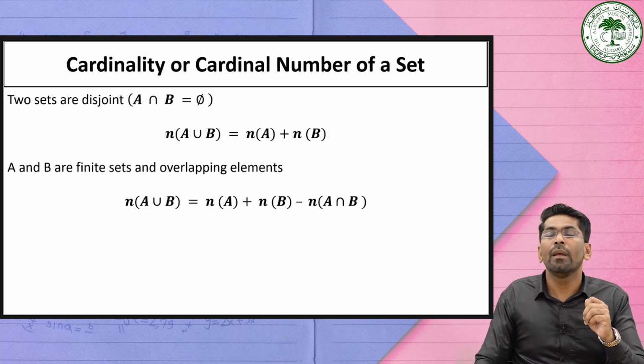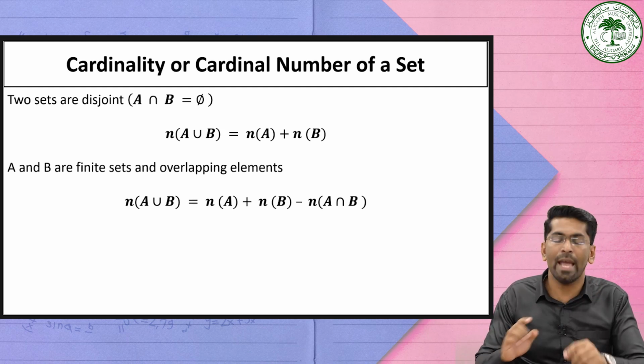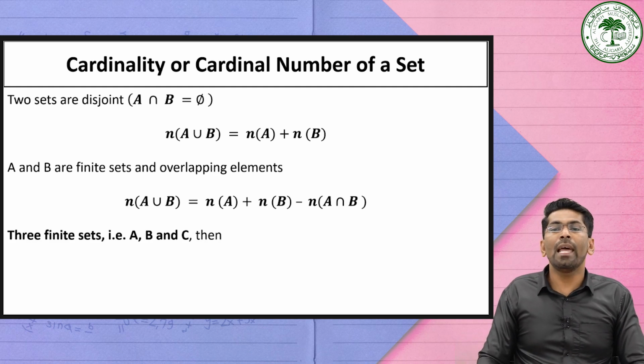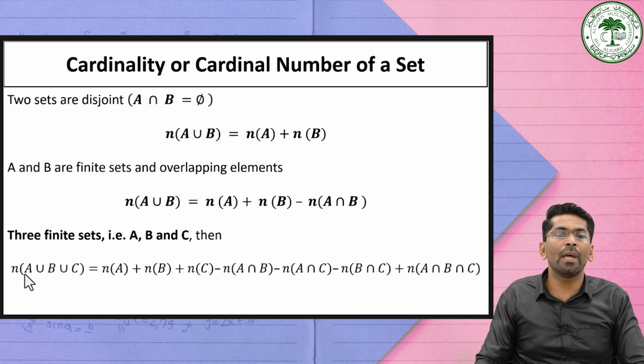So now let us consider if we have more than two sets. For example, we have three sets, set A, B and C. Then the number of elements in the union of three sets can be calculated by using the formula: n(A union B union C) is equal to n(A) plus n(B) plus n(C) minus n(A intersection B) minus n(A intersection C) minus n(B intersection C) plus n(A intersection B intersection C).